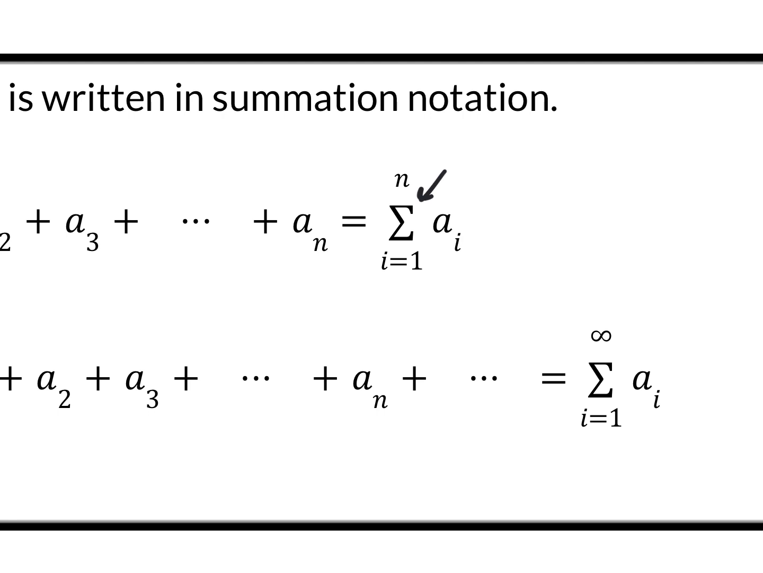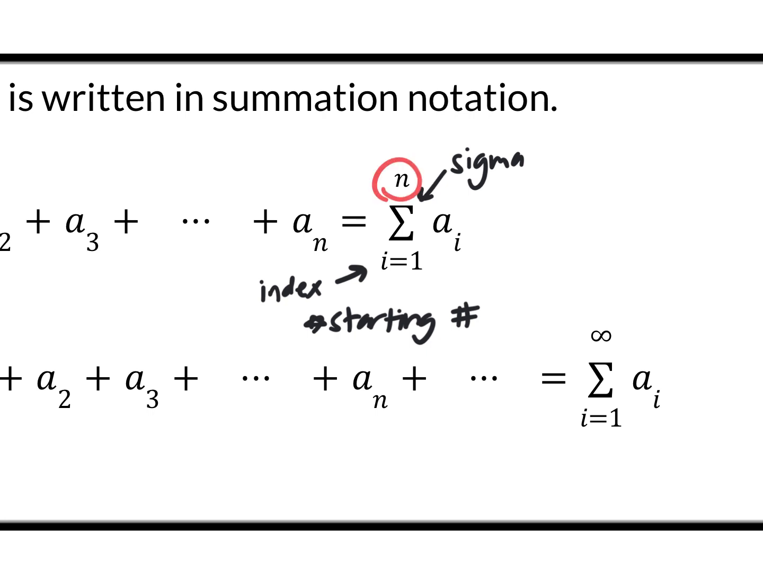Now, this little symbol right there looks like an E. Anyone know what that is? It's a Greek letter. Starts with an S. Sigma. And then down on the bottom, i equals 1, that is my index. My index tells me what number I'm starting at, my starting number. This n on top tells me where we are stopping. That's our stopping number.